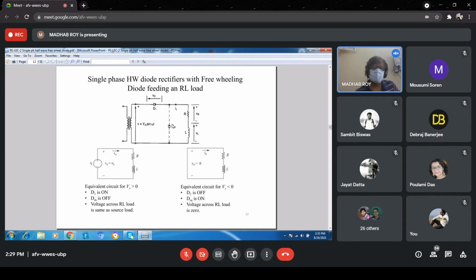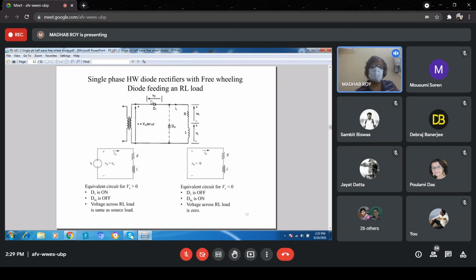Already I have told you. The voltage across the RL load is the same as the source voltage, because the freewheeling diode is off, so it can be treated as an open circuit. So this has no value in this circuit. The total circuit is now like this. Open means infinite resistance, so this can be overlooked. In that sense, the circuit is like the earlier case, and the forward current will be flowing here.